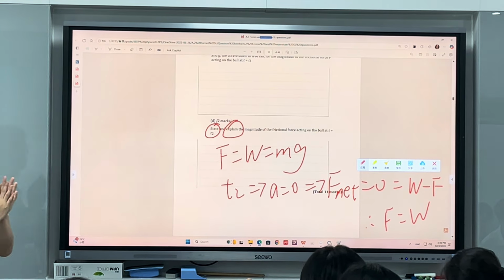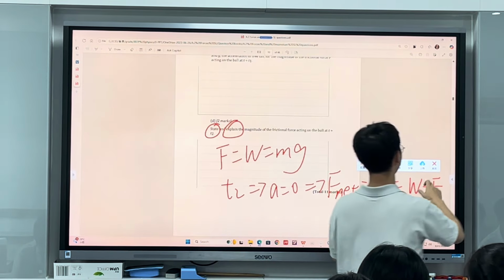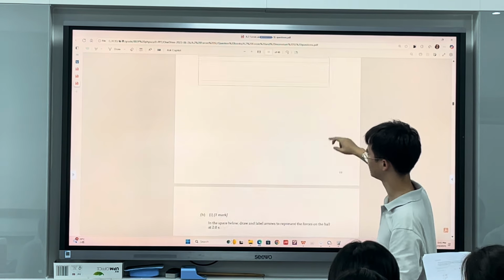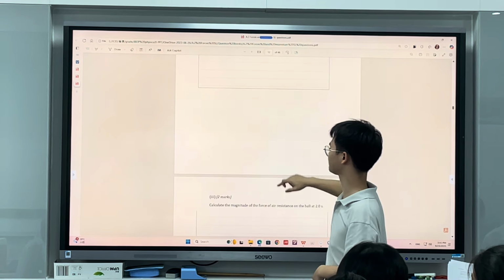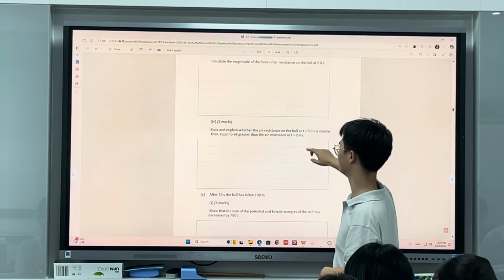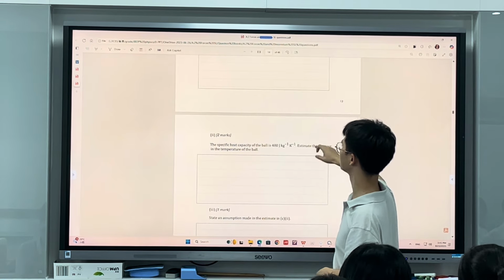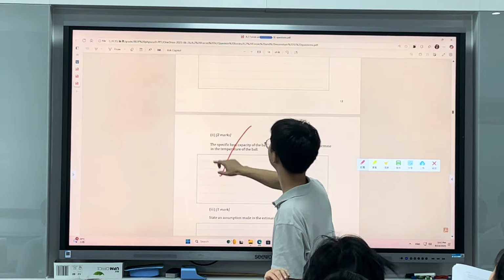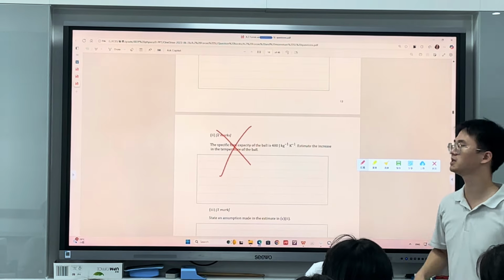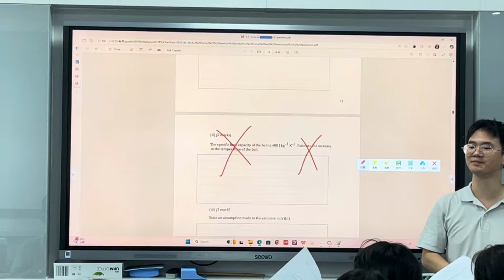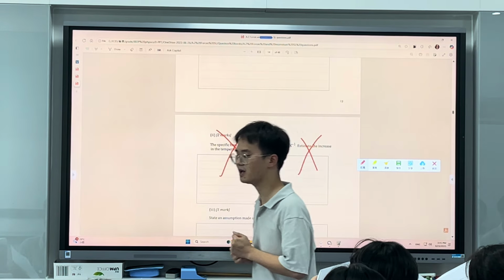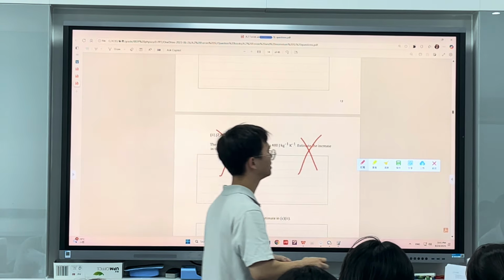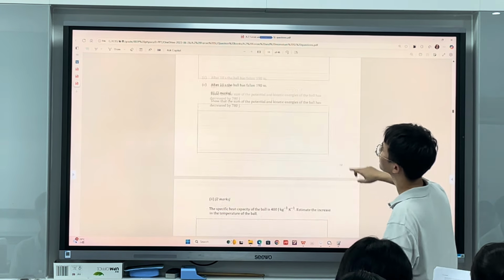Any other questions? Question 20. CII. CII 不用管，不会考。Don't test you. It's B1. It's from B1. Anything else? 多少题？Question 20.